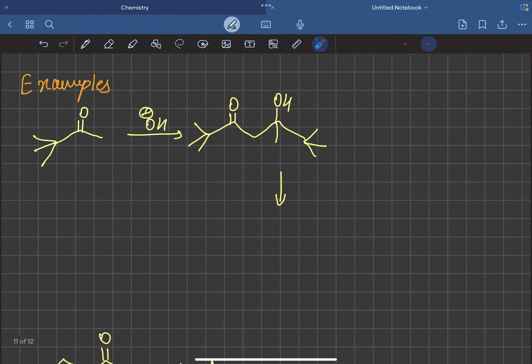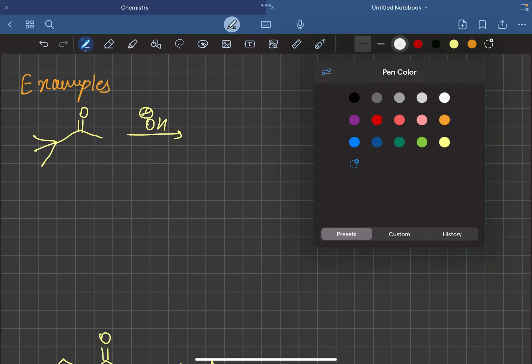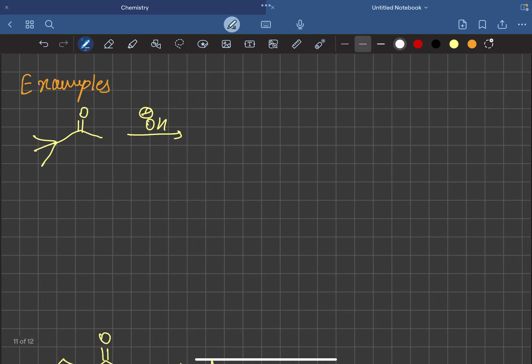Now let's take an example. I have written a product here, so let me erase it. I will show you how this came, with a proper example. First we need to identify the alpha proton. See, this is an alpha carbon, and this is an alpha carbon. Since this carbon has no hydrogen, we cannot consider it. So we go with this other alpha carbon.